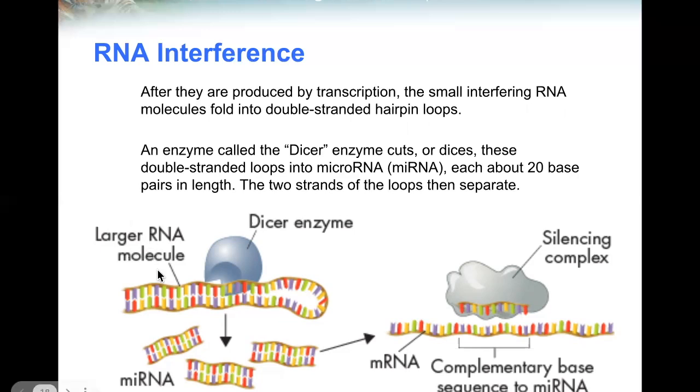So here's the larger RNA molecule, here's the dicer enzyme. Here's the miRNA, the microRNA. Here's the mRNA. And here's a silencing complex, matching the complementary base sequence to the miRNA.